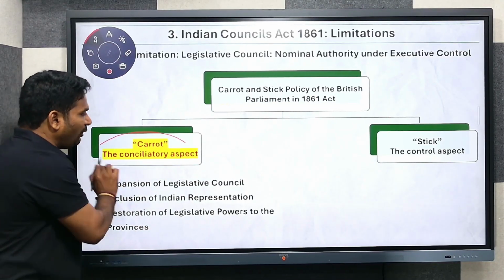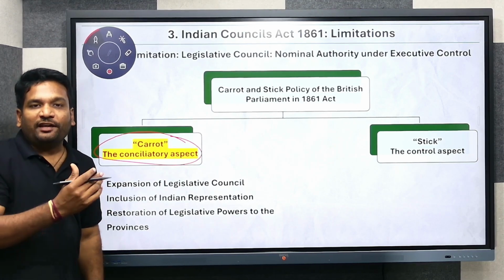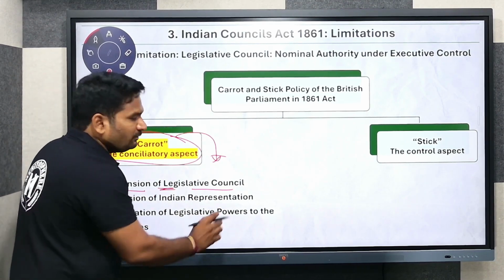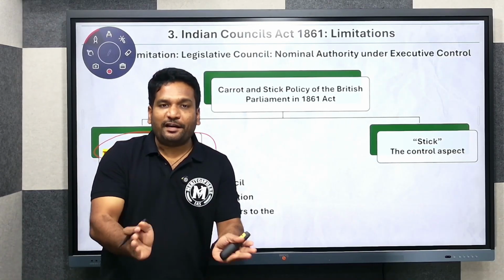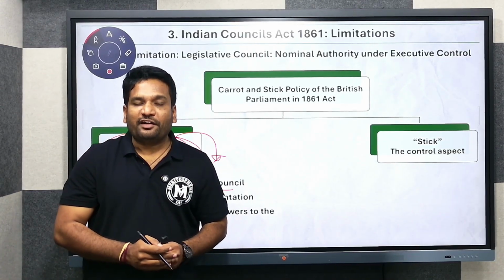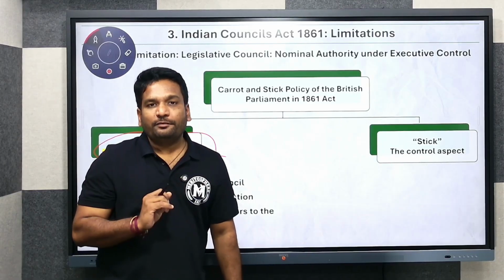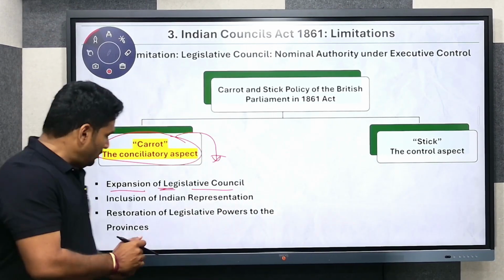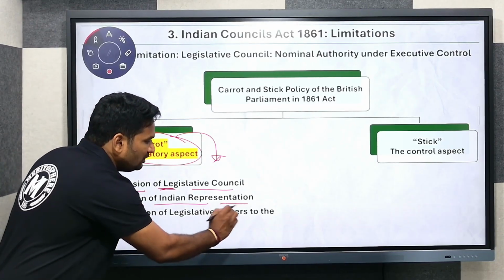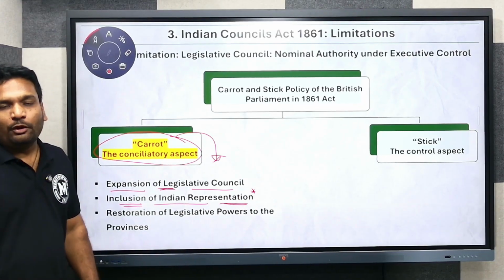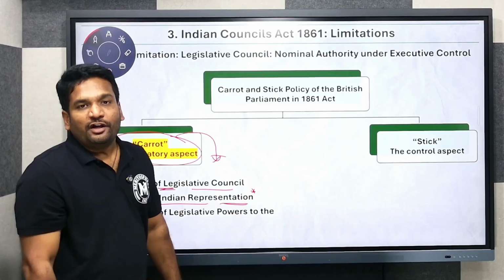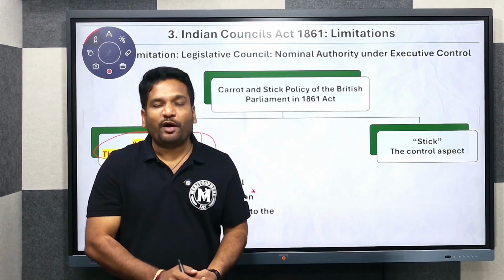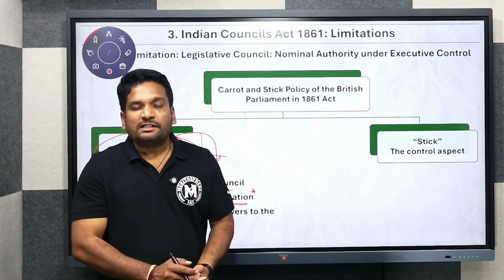Right. So the carrot policy, or conciliatory measures, were taken in the form of, first, expansion of the Legislative Council. The Legislative Council was expanded. Official members were increased, and non-official members were also included, along with Indian representation. Three Indians were included in the expanded Legislative Council of the Governor General of India: the Raja of Benares, the Maharaja of Patiala, and Sir Dinkar Rao.